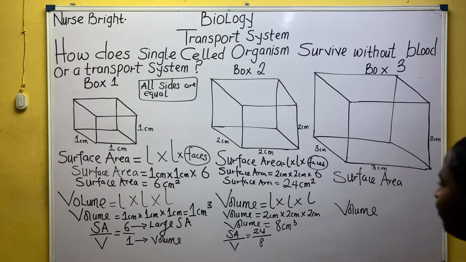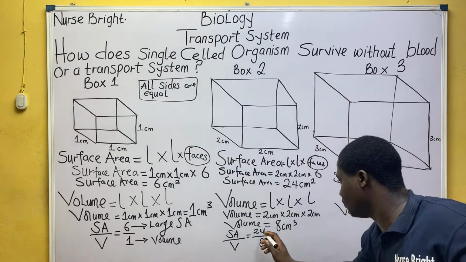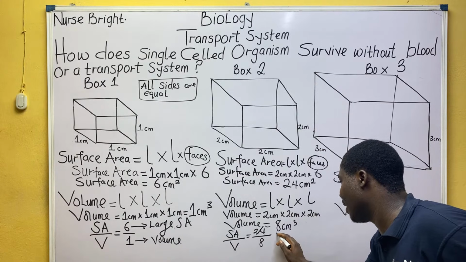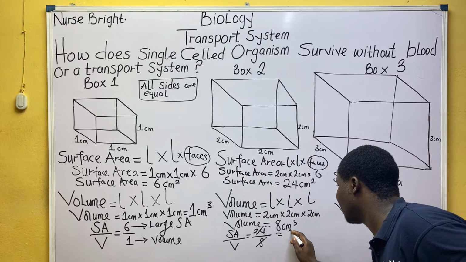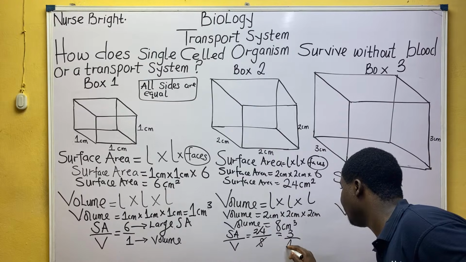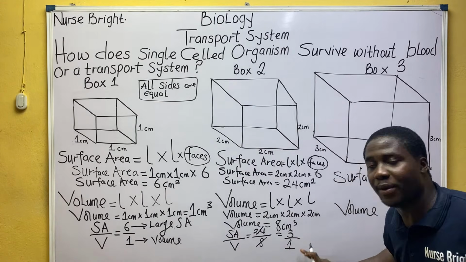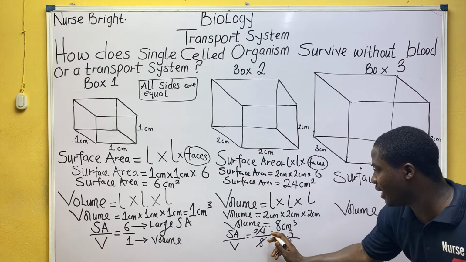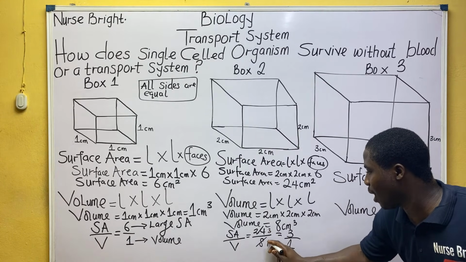Alright, so 24 divided by 8 is 3, right? And 8 divided by itself is 1. So the surface area to volume ratio will now be what? 3 over 1. Do you understand? Here is 3, and here is 1.